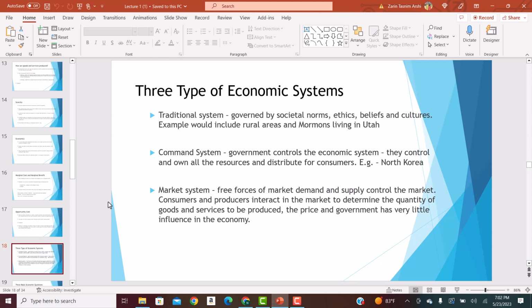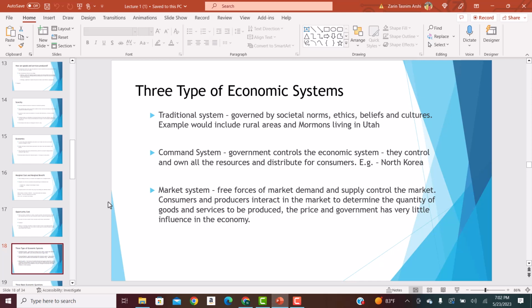Next, we move on to another topic, and this basically talks about the three different types of broad economic systems that are present in today's world. The first one is called the traditional system. The traditional system is an economic system in which resources are distributed and allocated, and goods and services are produced based on ethics, beliefs, and different cultural values.